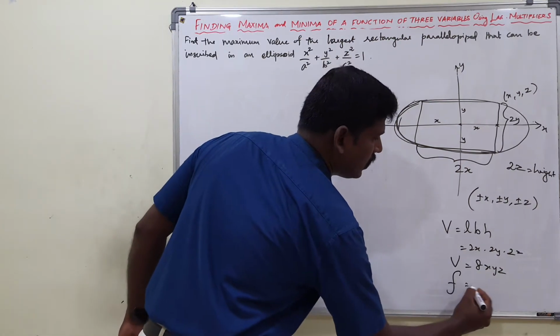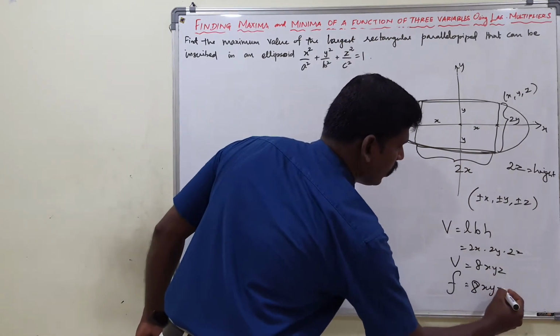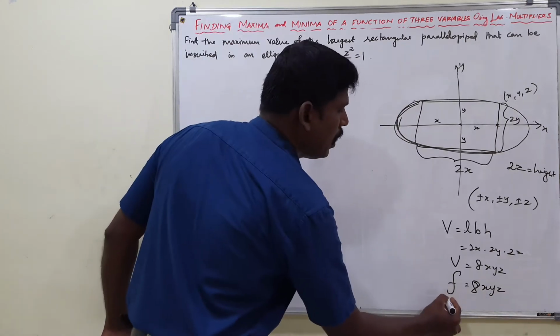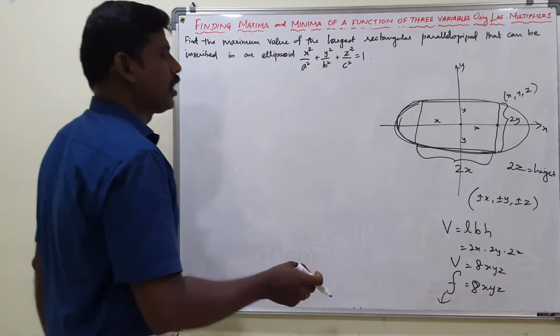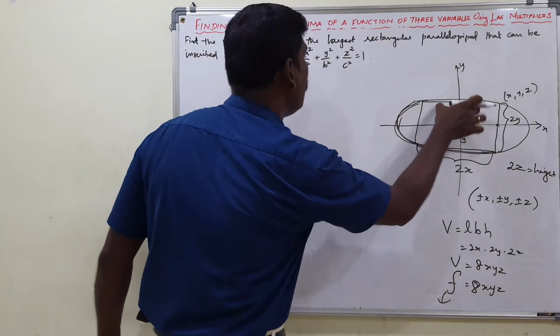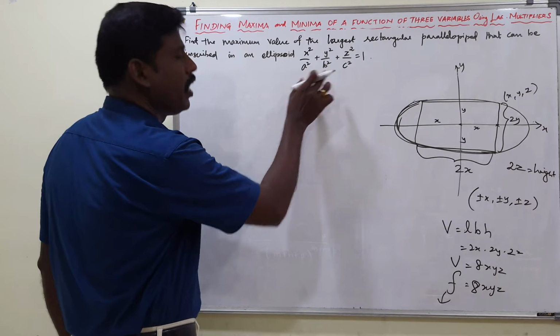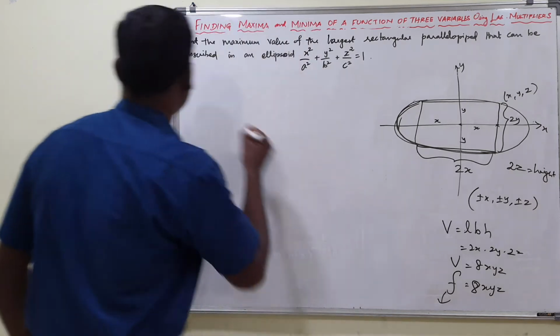So I have to take this as f, that is 8xyz. We want to find the maximum of f subject to the ellipsoid. That rectangular parallelepiped must be inscribed in an ellipsoid. Okay, right? That's all. Solution.